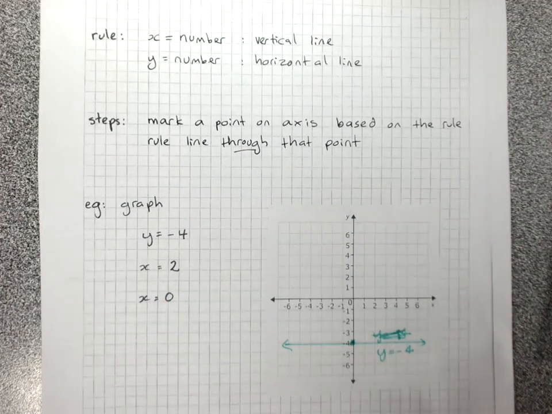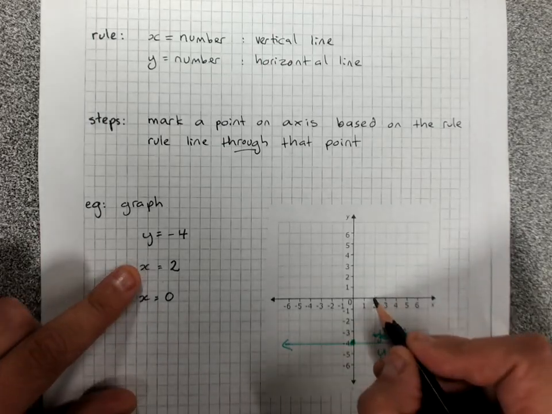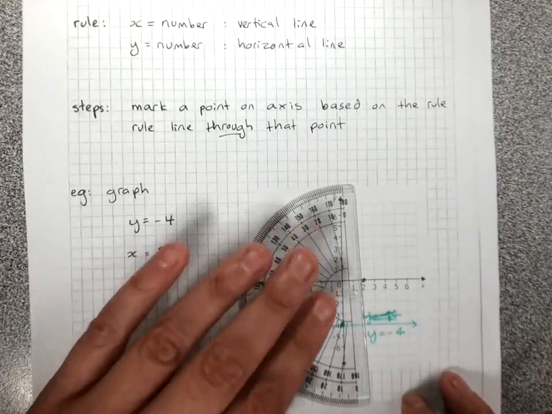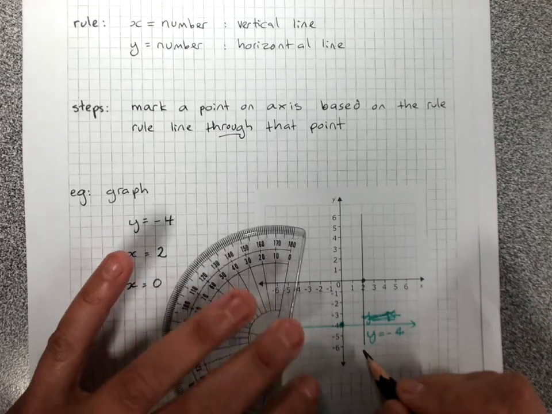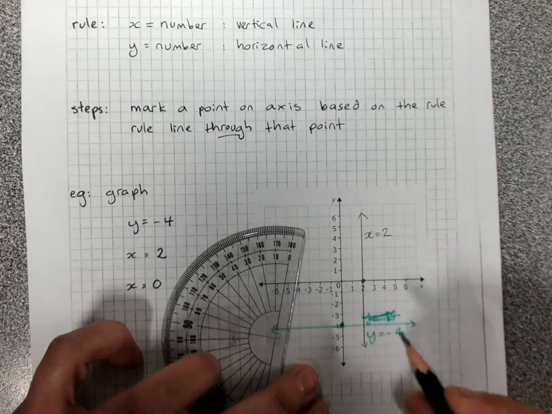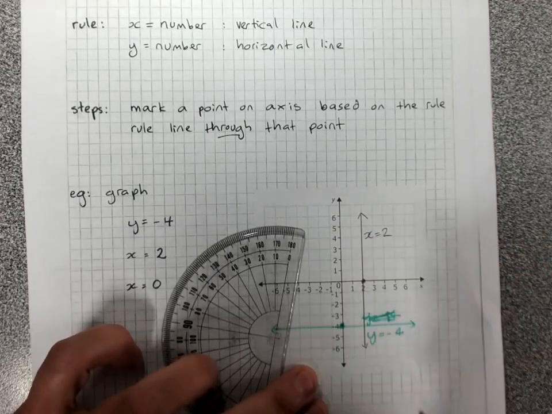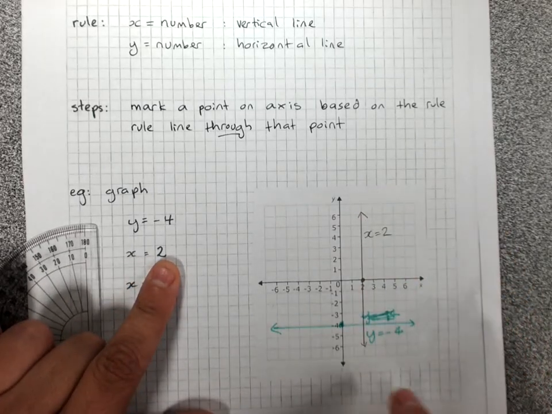X equals 2. Mark a point on the x-axis at x equals 2 and put a line through that axis, cutting through, and label it x equals 2. Every single point on that line lines up with x equals 2. X equals a number gives me a vertical line.